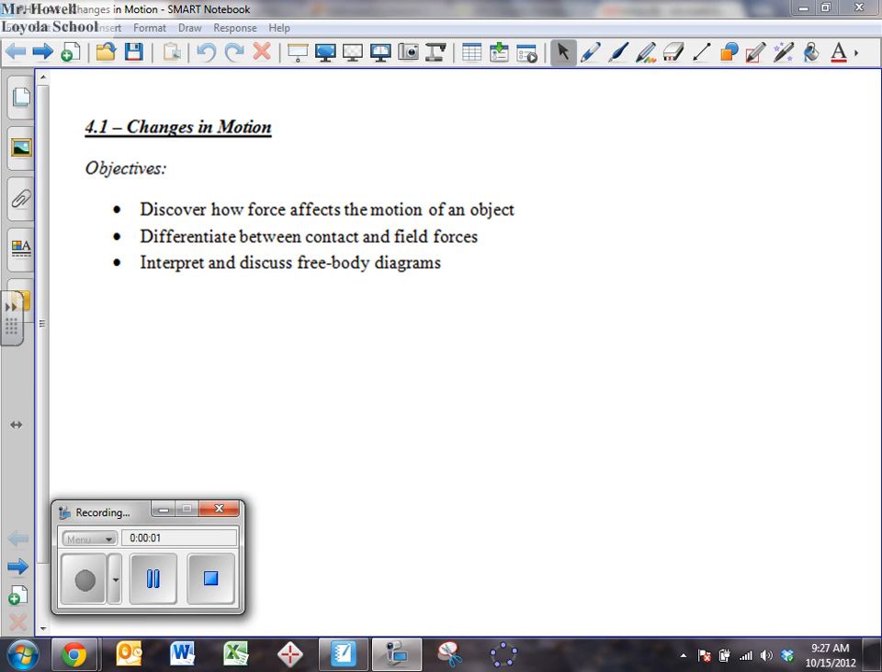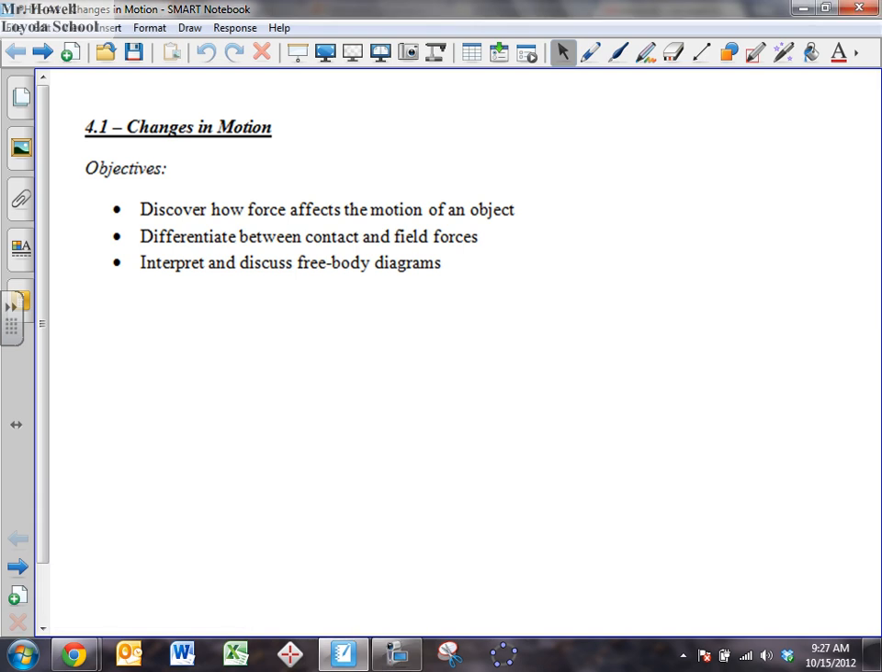So again, we're on section 4.1 now, fourth chapter in your book. Feel free to read along in your book. Your book has some good readings on this stuff, guys. So it's up to you to keep up with that if you'd like to.